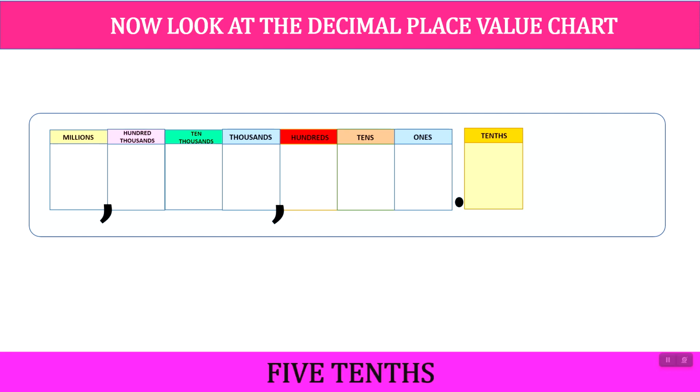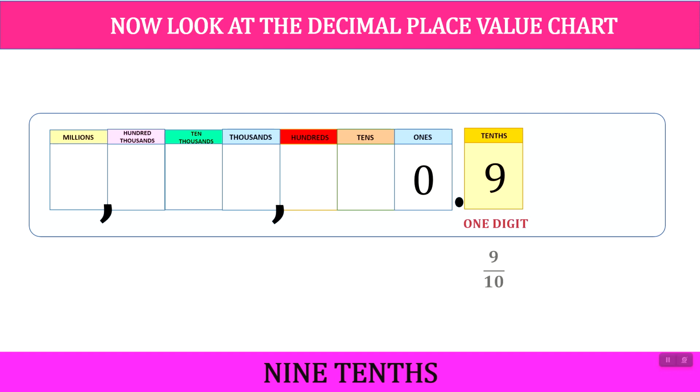Let's look at 5/10. Again, because we know we are dealing with tenths, notice the TH at the end of the word tenths. This is different from tens, T-E-N-S. Tens is to the left of the ones column, but tenths is to the right of the ones column. And so 5/10, we put a 5 in the tenths column and a 0 in the ones column. Again, that's one digit. And we know 5/10 is 5 over 10. Let's look at 9/10. We put a 9 in the tenths column, 0 in the ones, one digit, and we know that's 9 out of 10.